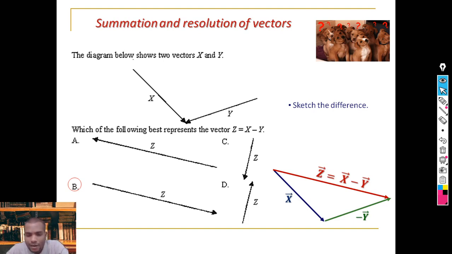Let us learn different types of vectors.